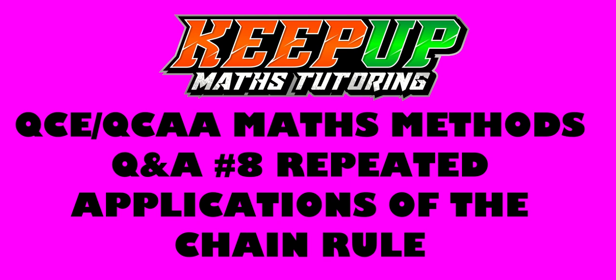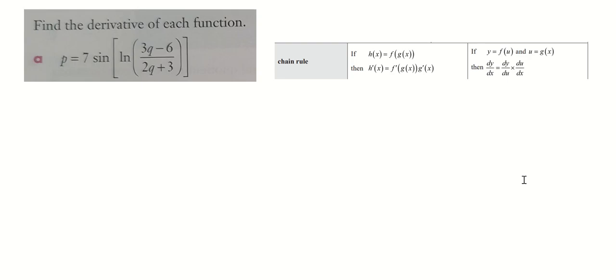So up to number 8 of these questions now. This one is about just working out some problems with repeated applications of the chain rule. So there's the question. It's a differentiation question where you need to differentiate that function that's in terms of p's and q's, but just do it the same as you would with y's and x's. So pause the video and have a go.